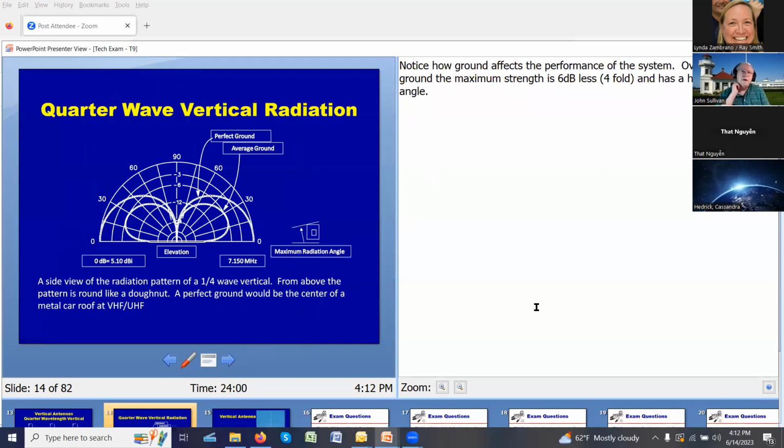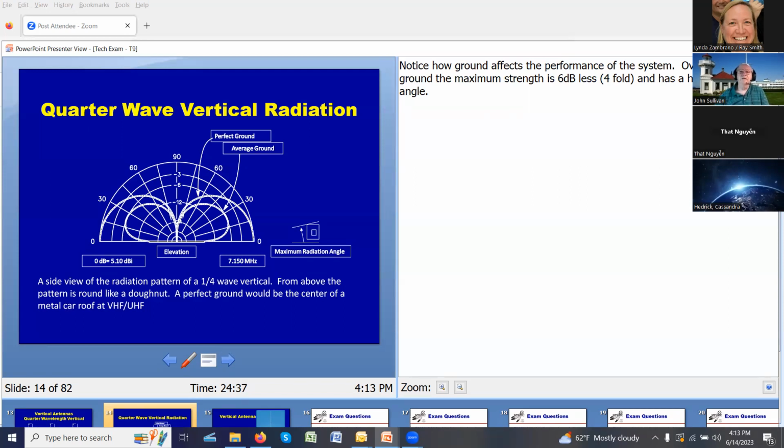And this is the kind of pattern you get. This is a side view looking at the antenna, so the antenna would be pointing like where it says 90 here. That would be the antenna here, and these would be the radiation patterns out from it. If you had a perfect ground with this quarter wave, you would get this pattern here. That's the way the energy would be coming out from the vertical antenna. More typically, you get something a little bit squished down like this.